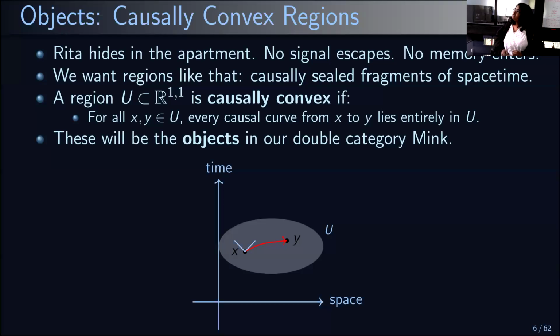So what that basically means when I say that it's a causally convex region is that every causal curve from X to Y lies entirely in U. So a way to think about a causal curve is like every possible event from point A and point B is sort of a part of that spacetime. So that's a more intuitive way to think about it. And also for this talk, I will be assuming that the regions are in this one-dimensional Minkowski space, which is basically one-dimensional space and one dimension of time. And yeah, so these will be the objects in the double category of Minkowski spaces.